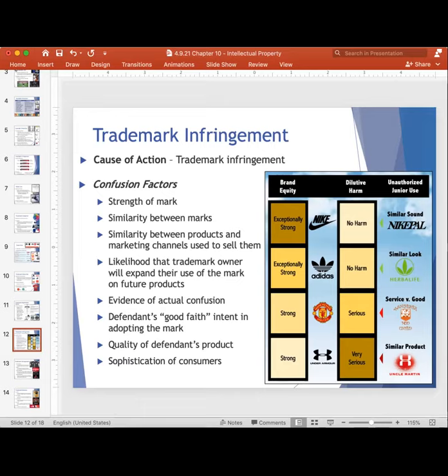And then they'll also look at the sophistication of consumers, in that are consumers able to distinguish the difference between the trademarks. So they'll look at the totality of all of those factors to determine whether there was actually confusion between these marks and therefore trademark infringement.